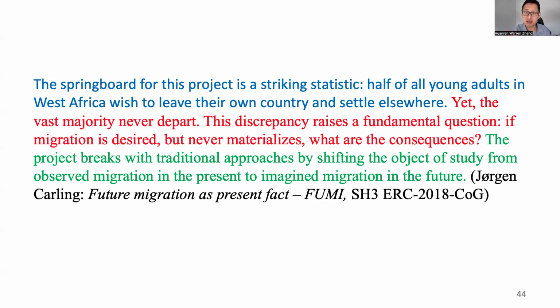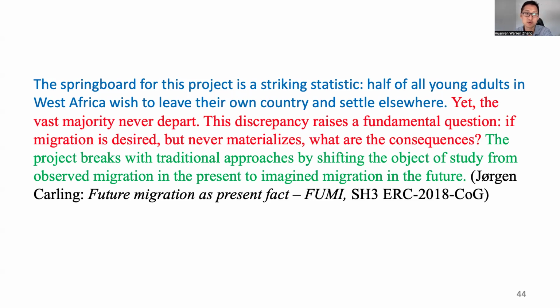Now, the problem is there: yet the vast majority never depart. So now it presents a puzzle. Half of the young people want to leave their own country, but a majority of those, they never leave, they never depart. So this discrepancy raises a fundamental question. If migration is desired but never materialized, what are the consequences? And now the problem is there. Now everything else would follow, right? So now you are ready to present what you plan to do and the details.